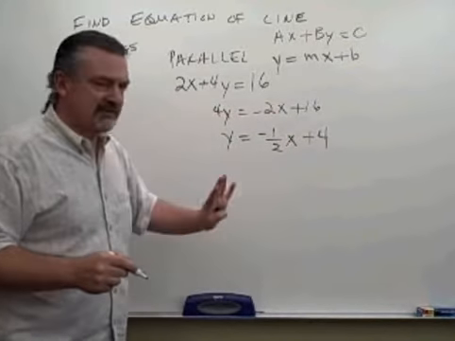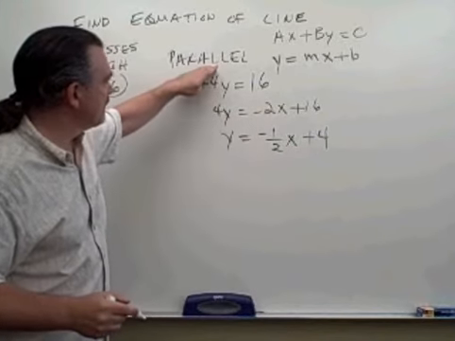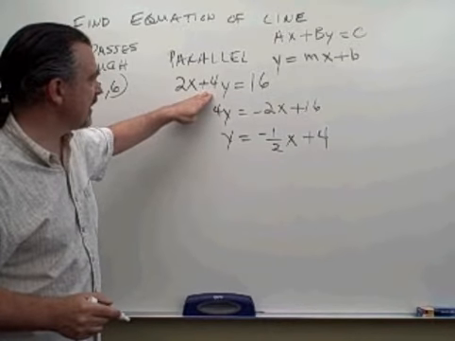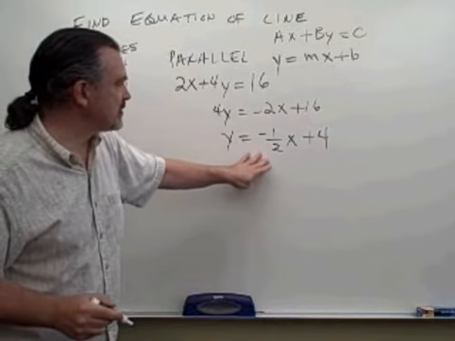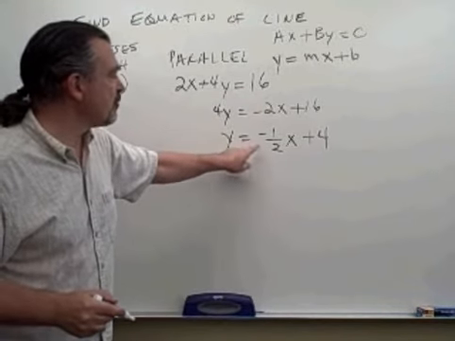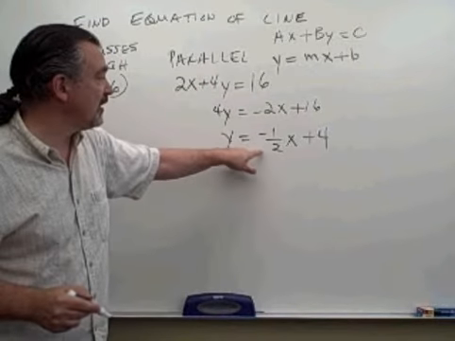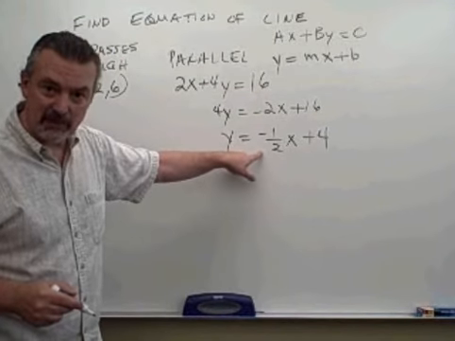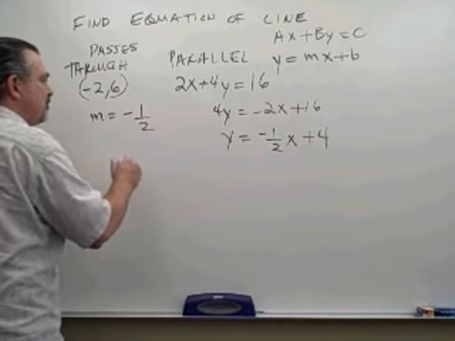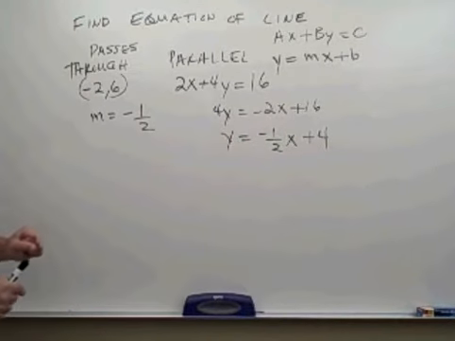I divided both sides of that equation by 4. So the line whose equation is 2x plus 4y equals 16 in standard form is y equals negative 1/2 x plus 4 in slope-intercept form. So the slope of this line would be negative 1/2. If my line is parallel, then my line has to have a slope of negative 1/2. Our m value has to also be negative 1/2. If lines are parallel, the slopes have to be the same.